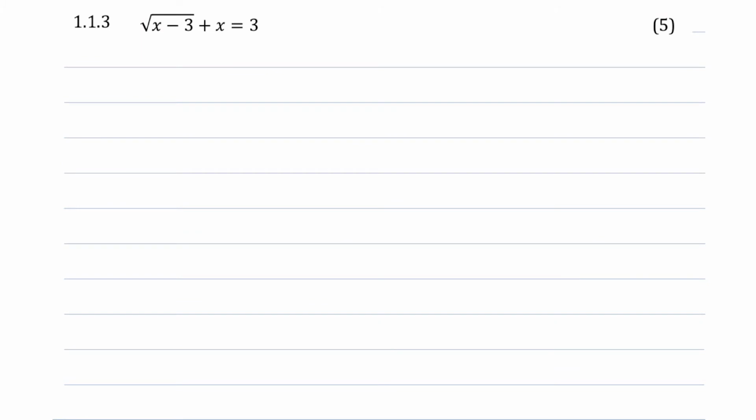Alright, question 1.1.3. Remember, this was our third equation, which we wanted to square both sides. That will get rid of that square root. But before we can square both sides, we must isolate that root. In other words, I cannot square both sides while I've still got plus x there. It's going to make it much more difficult, if not impossible, for you to do it. So my first step here is that I want to subtract x from both sides. So I've got the square root of x minus 3 is equal to 3 minus x. Now we are ready to go and square both sides.